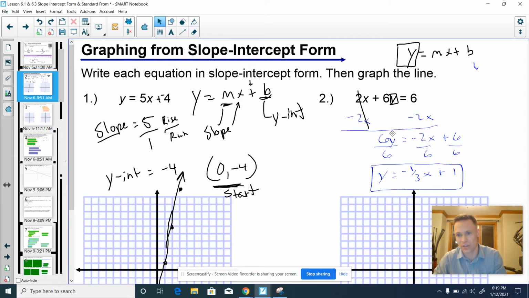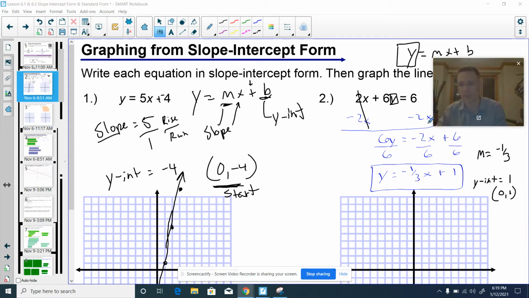6 divided by 6 is just going away. This doesn't go away. It's 1, right? We get a 1y here. Negative 2 over 6 really gives me negative 1/3 as a simplified fraction. 6 divided by 6 is 1. So now that I've solved for y, and we did that really slowly, I know that my m is negative 1/3, and my y-intercept is positive 1, which that coordinate point would be (0, 1).